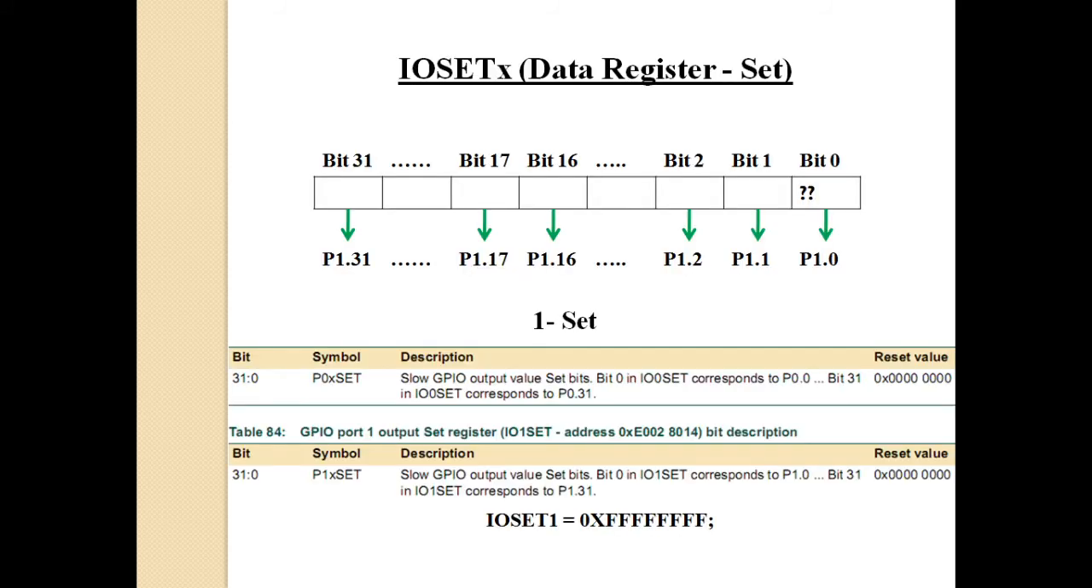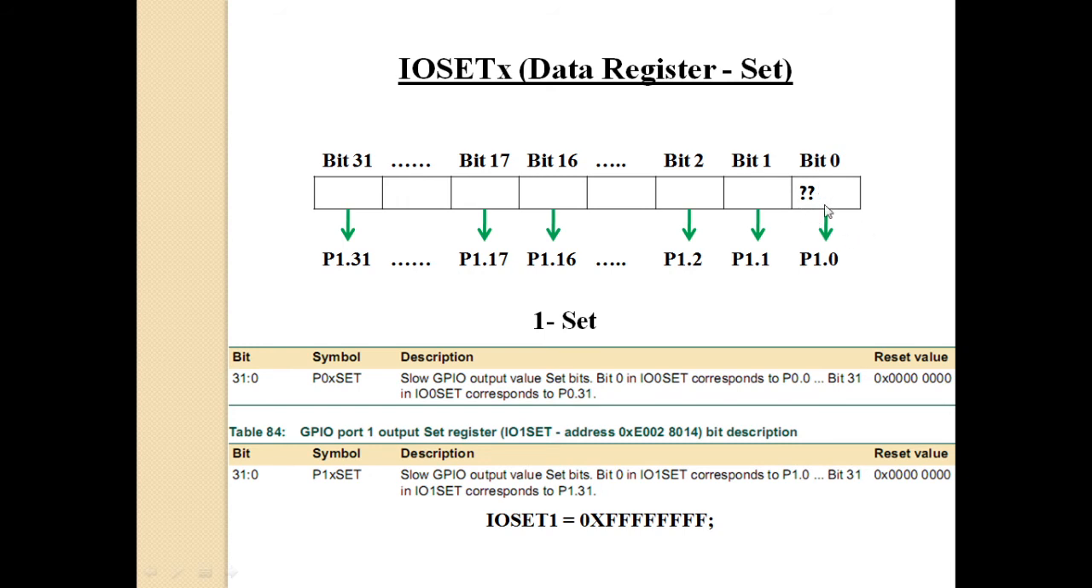So here the same thing. How did you configure the direction? You used a register known as the IO direction X register, which is used to configure the direction. Here you are using another SFR known as the IO set X register. Again X shows the port number. Here I should select IO set 1, right? So the IO set register is used for setting the data as 1. It is the same as the other one. Here also 1-to-1 mapping is there.